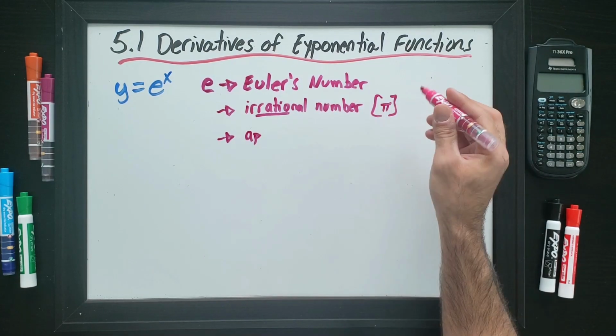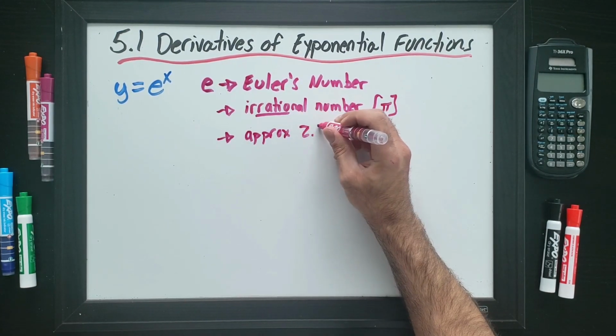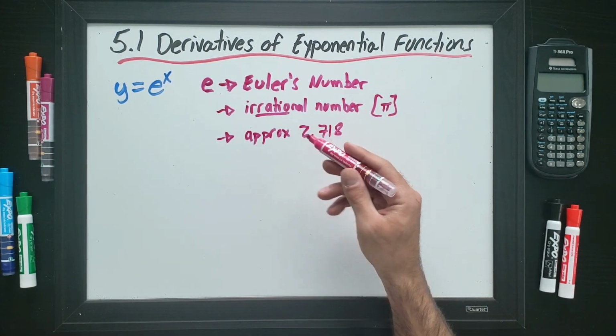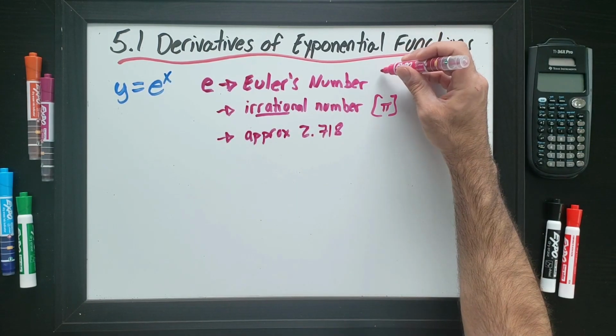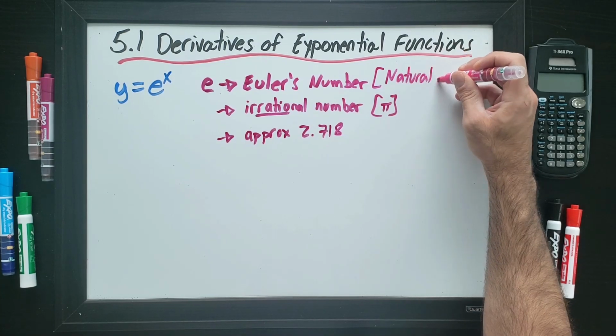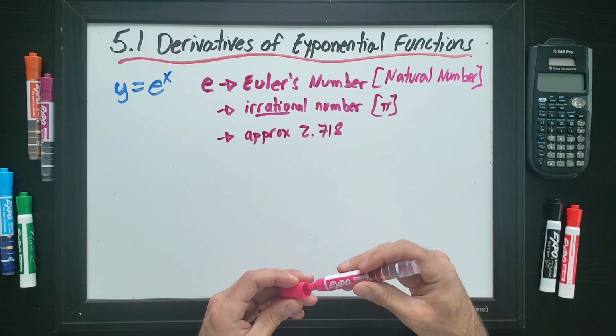Okay, what's the value? Just like pi is approximately 3.14, this one's approximately 2.718. Okay, it doesn't really matter. We like to use e just like we like to use pi. Another way we can say this is a natural number, or the natural number. Okay, Euler's number.